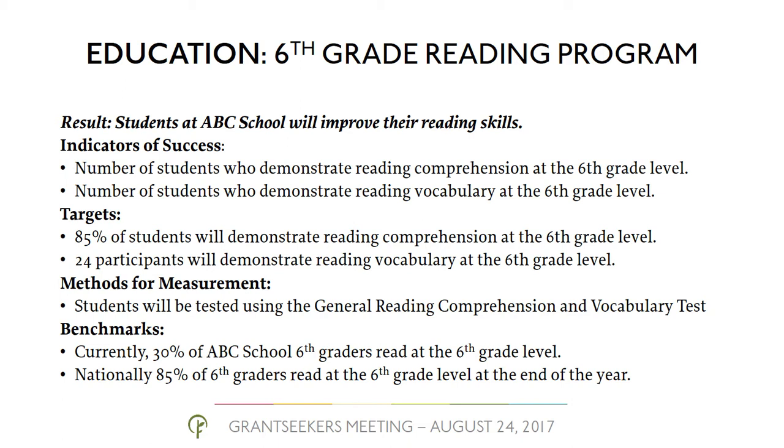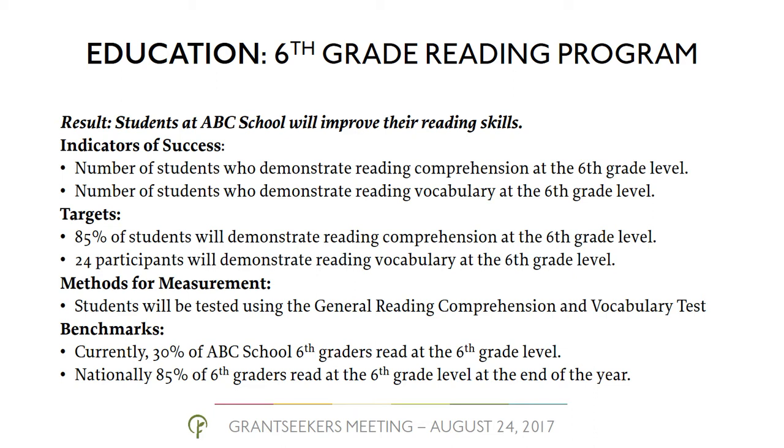Okay, well, so those are kind of the parts of the plan that we have in the evaluation plan. So what I have now are a few examples to help bring it together. Let's take a look at an example in education, a 6th grade reading program. Our result, the broad statement, is that students at ABC school will improve their reading skills. At this point, it's not saying how much they're going to improve, any of that. We're just saying they're going to improve.